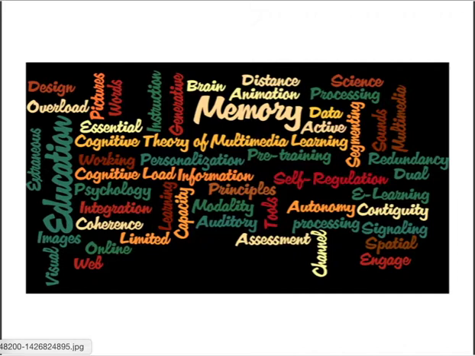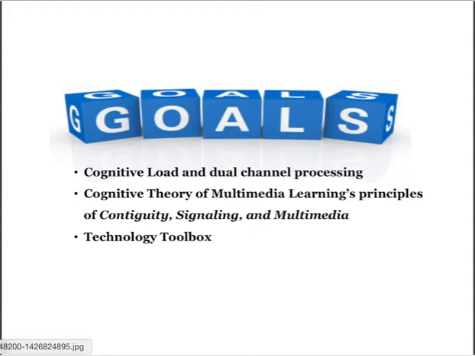So today we're going to explore some principles of the cognitive theory of multimedia learning and see how free internet resources can help us implement these research-based and tested principles into our course content. Our goals for this workshop are to bring back to mind the basic theories of cognitive load and dual channel processing. We're going to explore a bit about CTML's principles of contiguity, signaling, and multimedia. And hopefully, we're going to add a few new resources to our technology toolboxes.